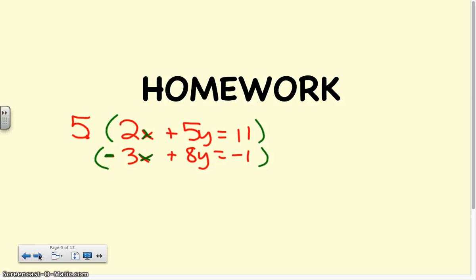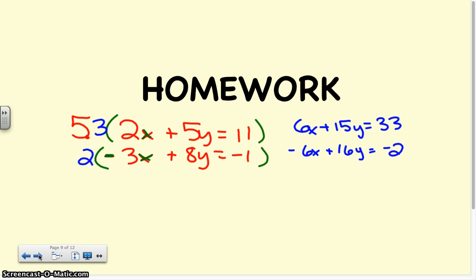6 is the multiple that they can both go into, so I'm going to times the top one by 3 and the bottom one by 2. And I get 6x plus 15y is 33. And then negative 6x plus 16y is a negative 2. Combining these, I get 31y is equal to 31. Y is 1.